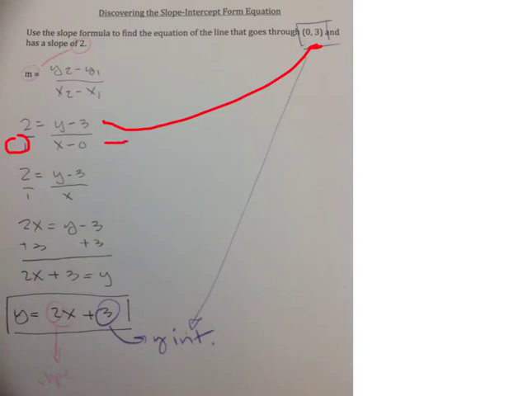And then I got to simplifying. X minus 0 is simply x, and I just rewrote this next step here. And then I'm going to go ahead and look at cross products. So this is where the 2x came from, equals y minus 3.